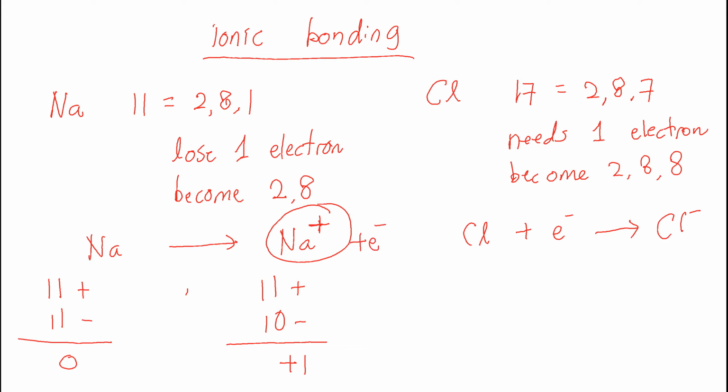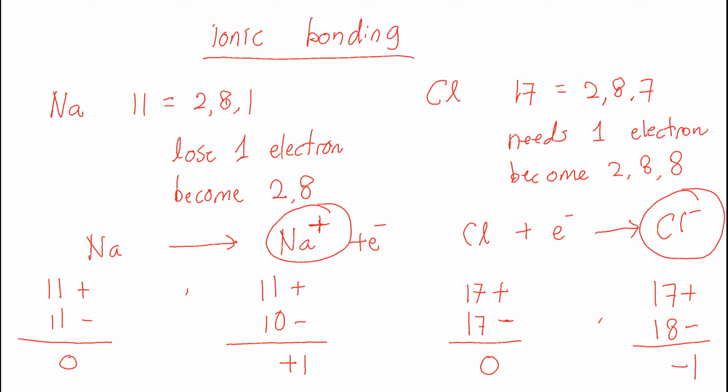Let's count the number of protons and electrons before and after that transfer. At first, the chlorine atom has 17 protons and 17 electrons, and overall it is neutral. Having received an extra electron, the chloride ion still has 17 protons, but it now has 18 electrons. As a result, the overall charge is now -1. That's why the chloride ion carries a negative charge.